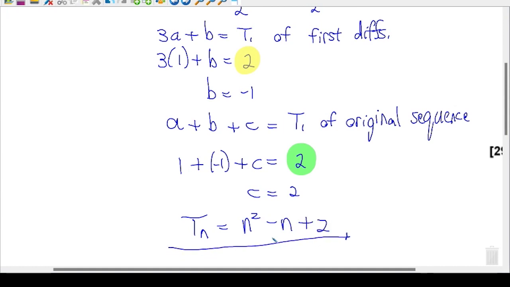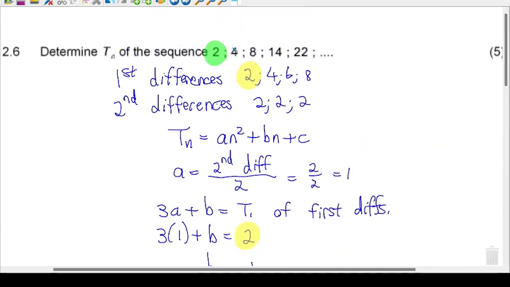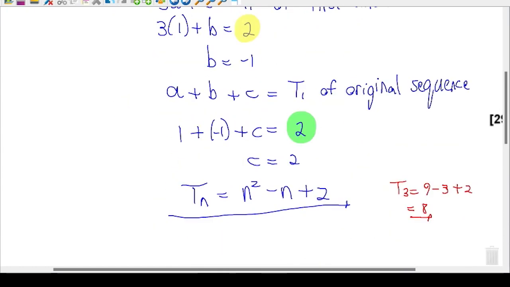Okay, what I like to do is test that formula, just to check that I'm right. So for example, if n was 3, we get 3 squared minus 3 plus 2, we actually get 8. According to our formula, T3 is 8. 9 minus 3 plus 2, 6 plus 2 is 8. Right, let's just scroll back up and check. Note this is not required. This is just me checking that I've got it correct. Okay, and that brings us to the end of that section.